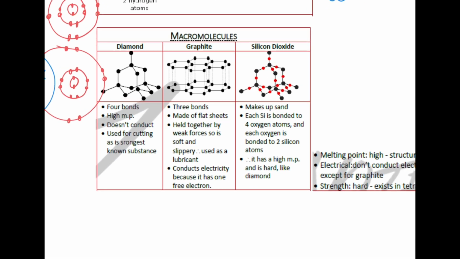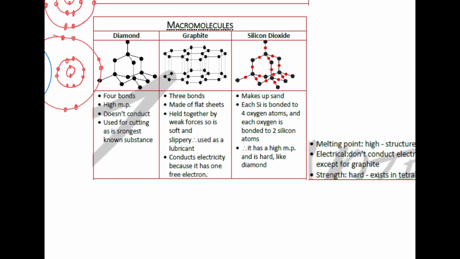Now we need to learn three types of macromolecules. They are diamond. The black dots here are carbon. Each carbon forms four covalent bonds with other carbon. So each carbon forms four single bonds with other carbons.